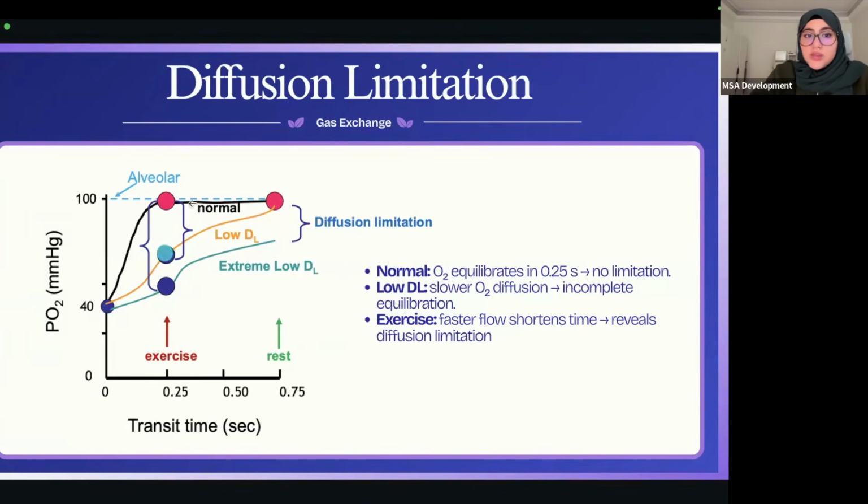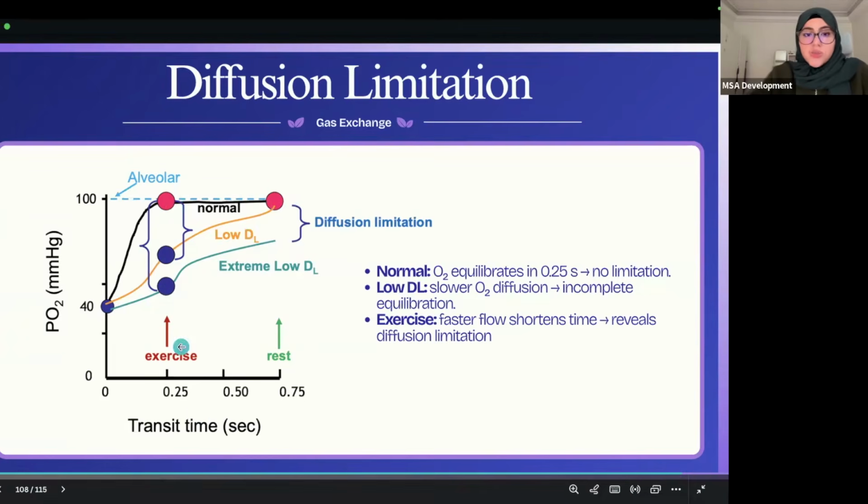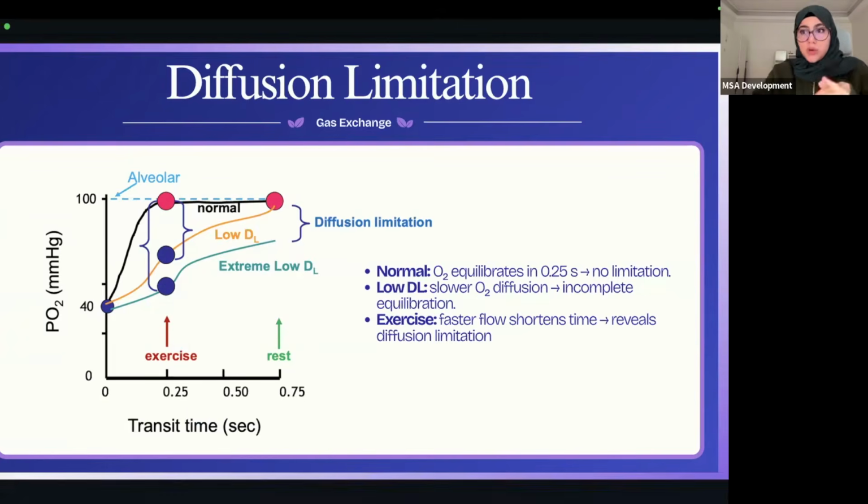Like there's still gas exchange, it still comes to an equilibrium. Don't worry, everything's okay. And at rest, it most definitely does. But the thing over here is when the diffusion capacity becomes lower, and so you have any kind of thickness, small surface area, everything we talked about before that causes low diffusion capacity, this can highly affect your diffusion limitation.